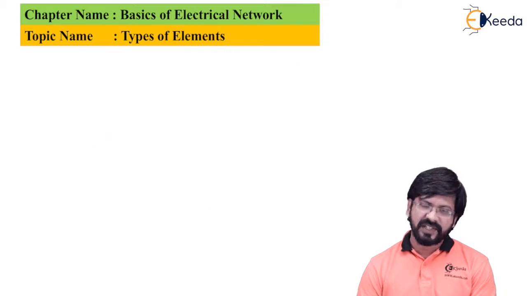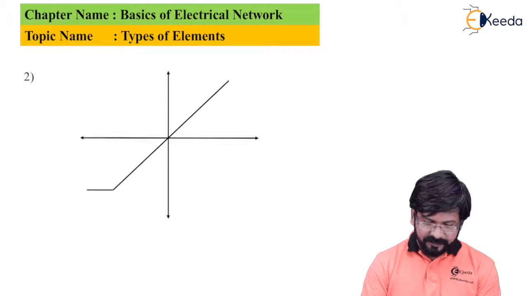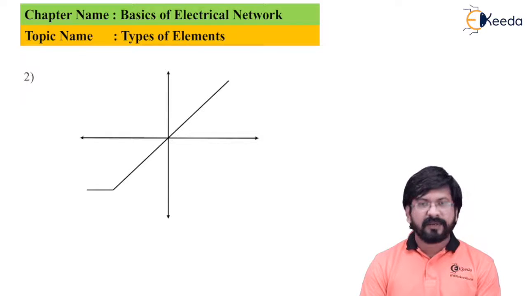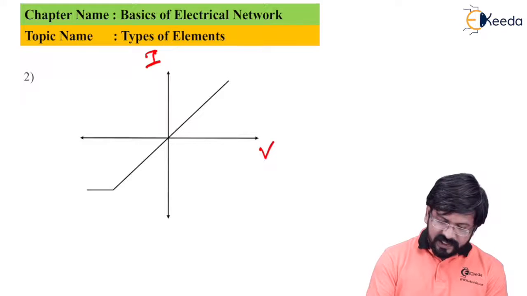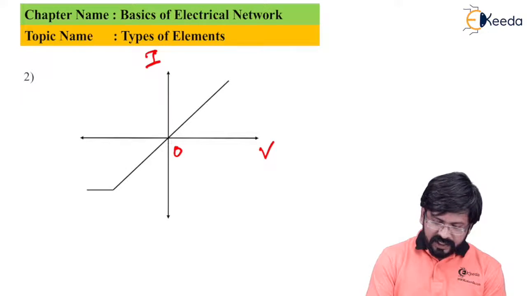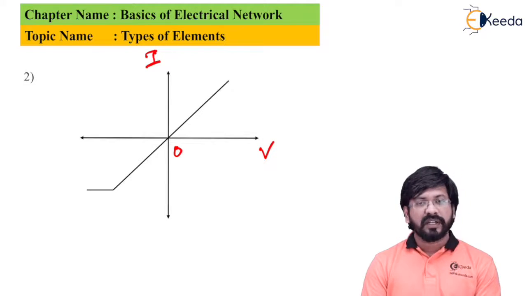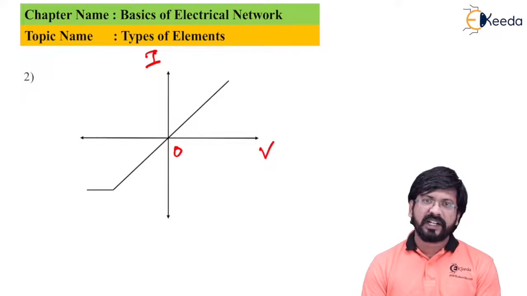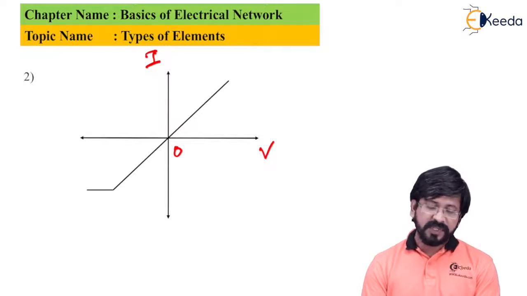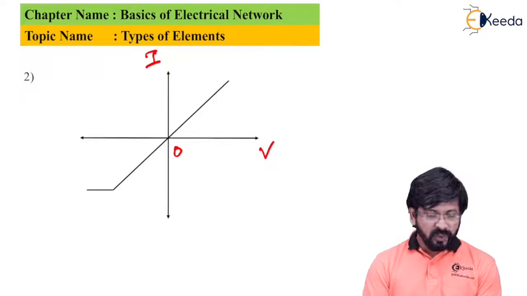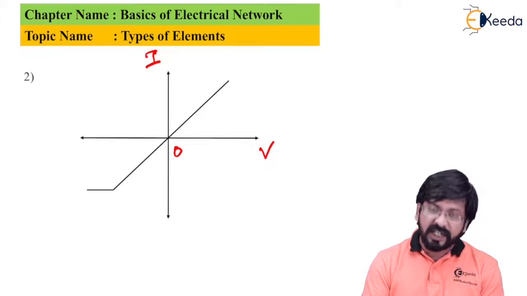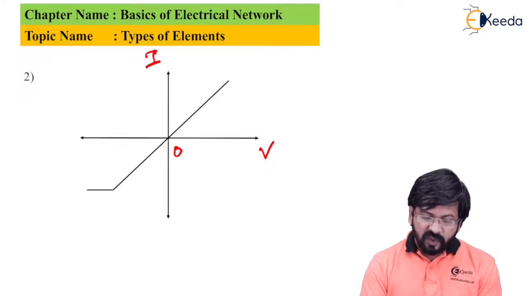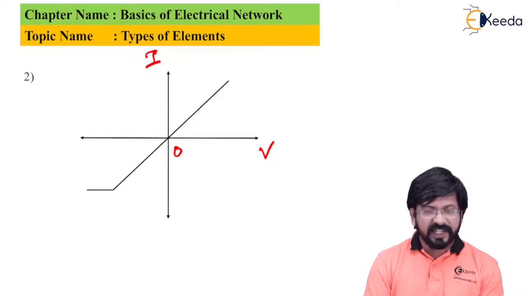Let us start with the second problem. In the second problem also you have to consider this as a VI characteristic. So your y-axis is current, x-axis is voltage, and this is the origin. Looking at this characteristic, you have to ask a question to yourself: is that a straight line passing through the origin? Observe carefully. Even though some students may say that it is a straight line, it is not a straight line throughout. As you can see in the third quadrant, it is getting saturated here.